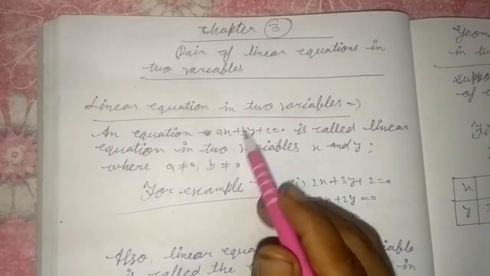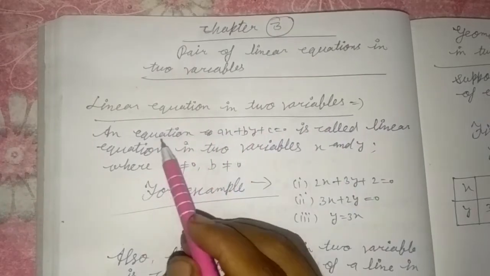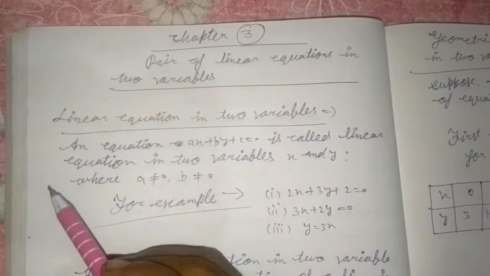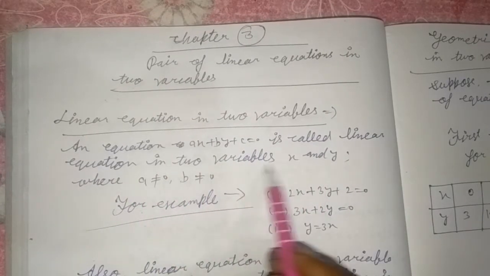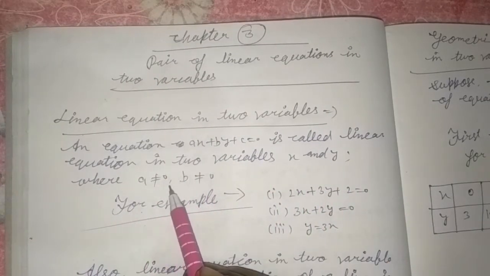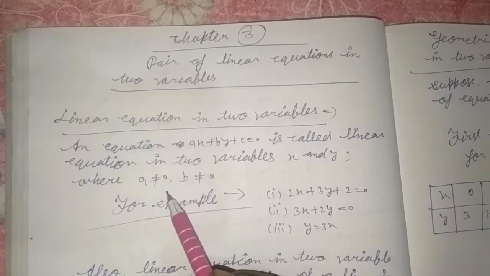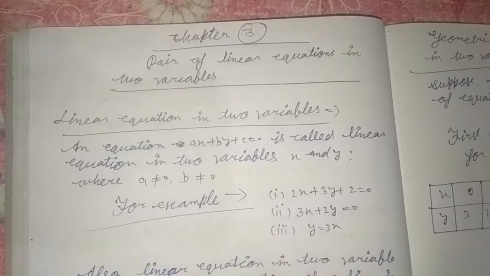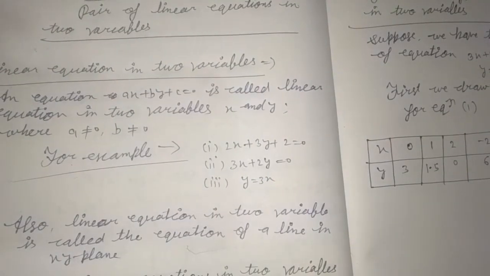So first, what is a linear equation in two variables? An equation ax plus by plus c equals 0 is called a linear equation in two variables x and y, where a does not equal 0, b does not equal 0, and a and b are real numbers, like 1, 2, 3, fractions, etc.